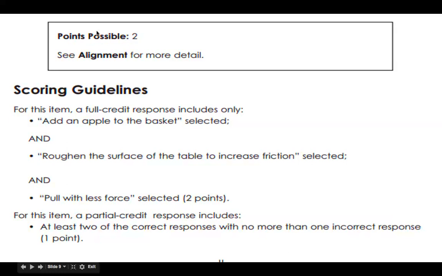Now this question was worth 2 points, and I wanted to show you that to get 2 points, you had to click the 3 things that we talked about, and you would get 1 point if you had clicked at least 2 things that were right, with no more than 1 incorrect response. And so it's nice to know that when you are taking these tests, even being able to pick up 1 point is better than getting no points. But on this one, I'm going to guess that you probably predicted correctly all 3 responses.